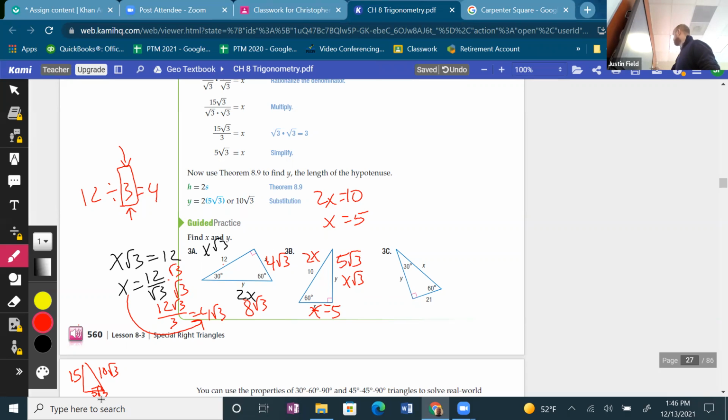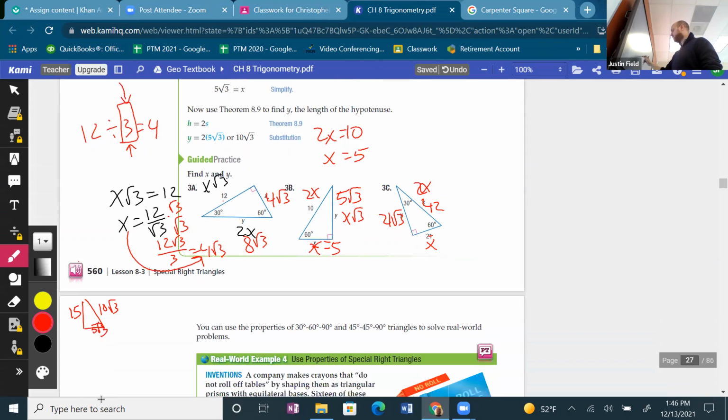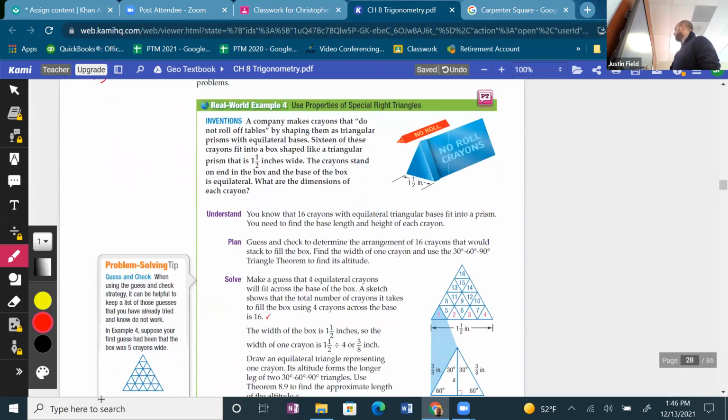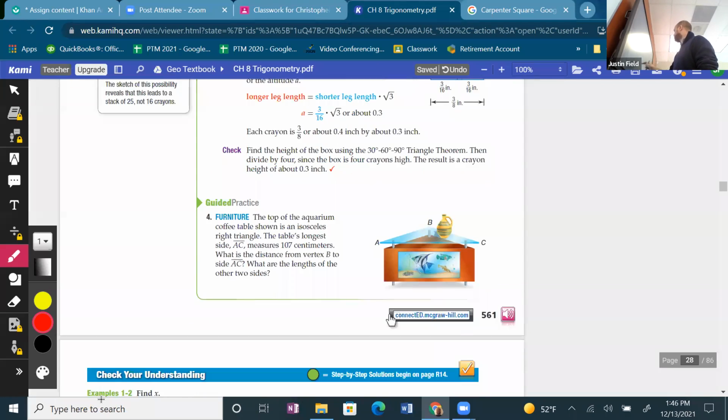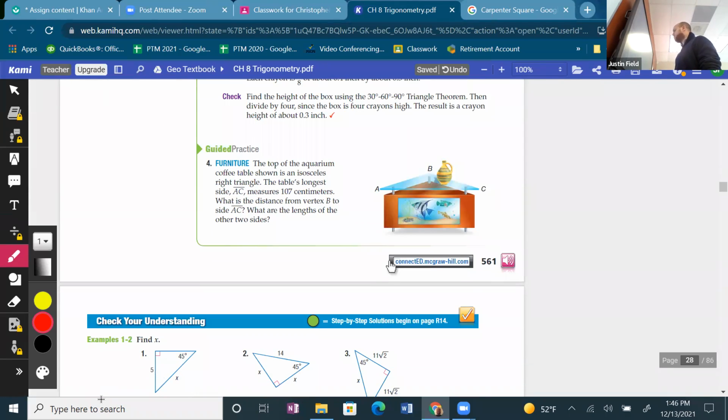Okay? In this one, they gave us x. So what is 2x? It's going to be 42. Multiply that number by 2. And then the long leg is 21 root 3. So you'll see 3b and 3c were much easier. And then this is just a word problem. So draw a picture, apply the special right triangles. I think I've said enough to get us started.